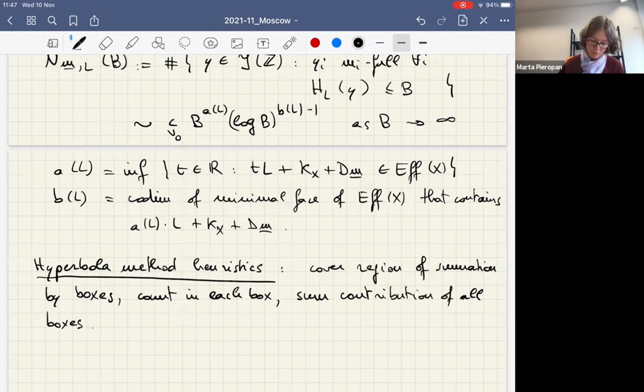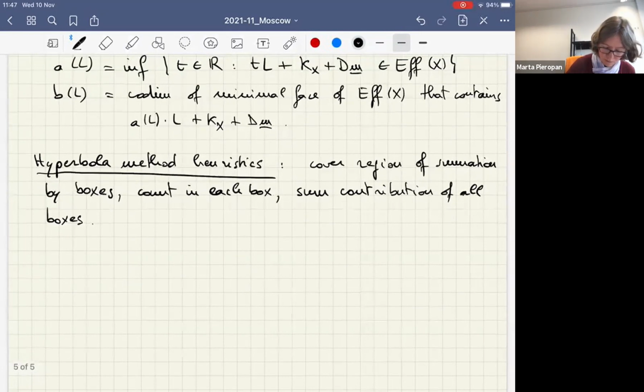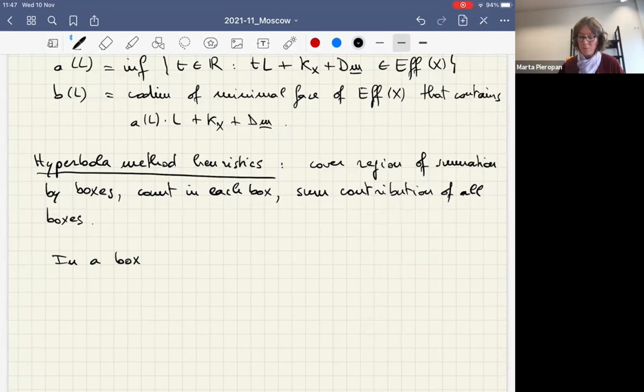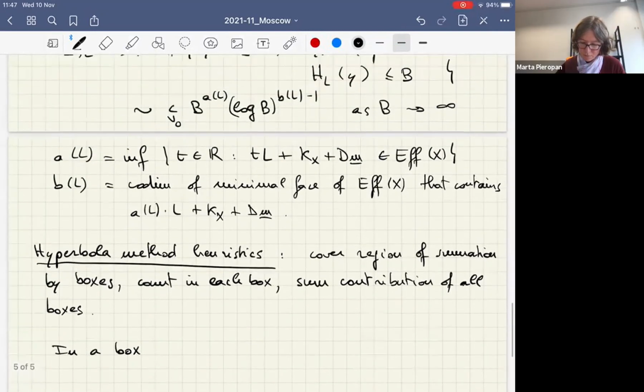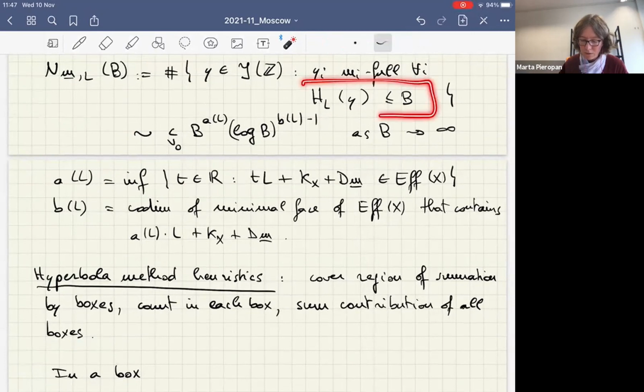Okay, so how does this work? Suppose that we have a box, and why is it hyperbola? Hyperbola because, for me, it is used to count points in hyperbola-shaped regions.